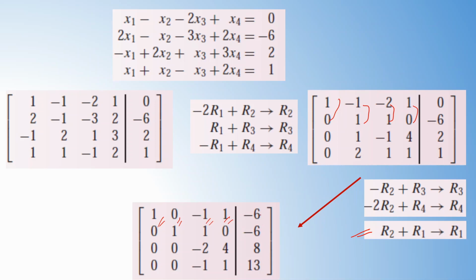Minus 6 plus 0 is minus 6. And by applying these first two operations, we have made the entries below this one 0. So in the second column, only the second entry is 1 and all other entries are 0. That's how we choose the appropriate row operations.